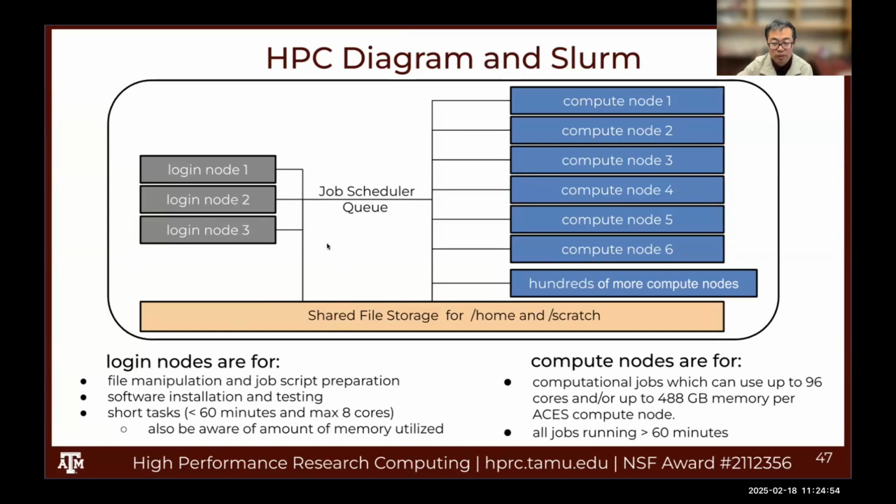So don't waste your service units or credits. And then that will go through the job scheduler. Slurm will schedule your job onto a node or a few nodes. For example, you may want to run your job across many nodes. That's also okay. And we have hundreds of compute nodes here.